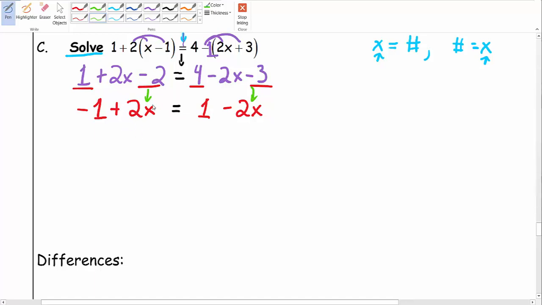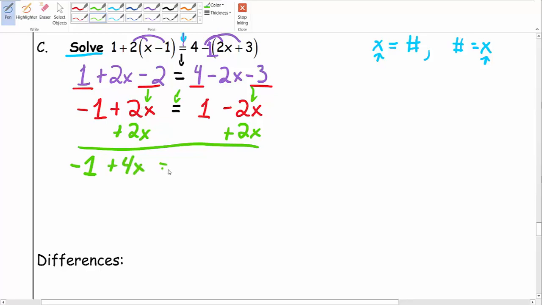Well, I have a positive 2x here, and I have a negative 2x over here. If I were to add 2x to both sides, because remember what you do to one side, you have to do the other. That's how we help balance these equations. What you do to one side, you have to do the other. If I added 2x to both sides, then we end up with this negative 1 still. And then 2x plus another 2x gives us 4x. Equals, on the right side of the equal sign, we end up with 1.